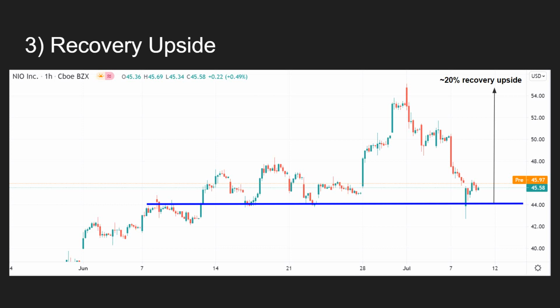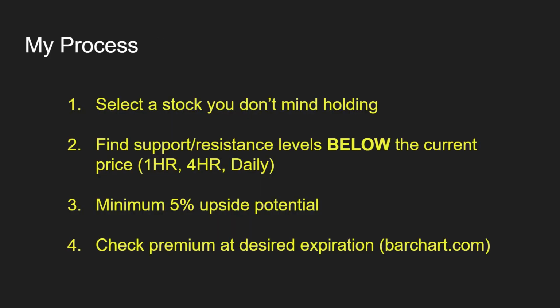So again, in a short space of time, there's 20% recovery potential there as well. So if I did get assigned, there is still recovery, and from a time perspective, for me to get out of this wheel strategy trade on the call side.